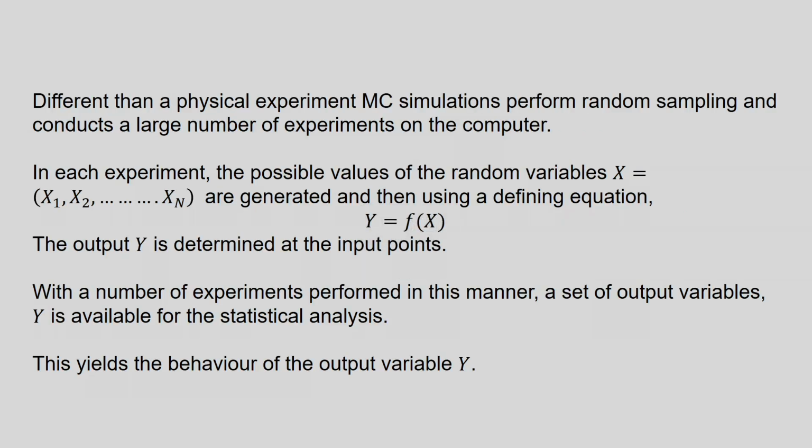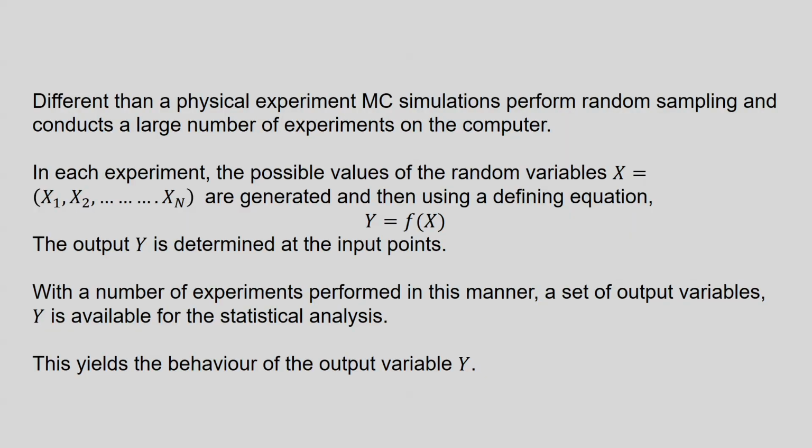So, how does it differ from a physical experiment? It differs in the following sense: MC simulations perform random sampling and conduct a large number of experiments in the computer. These experiments, when they have to be repeated a number of times in the real sense, could be extremely expensive in terms of both resources and time, whereas doing it in the computer does not hurt as much as doing real experiments.